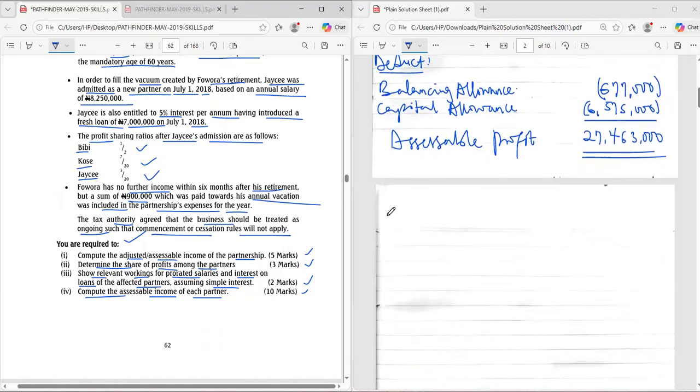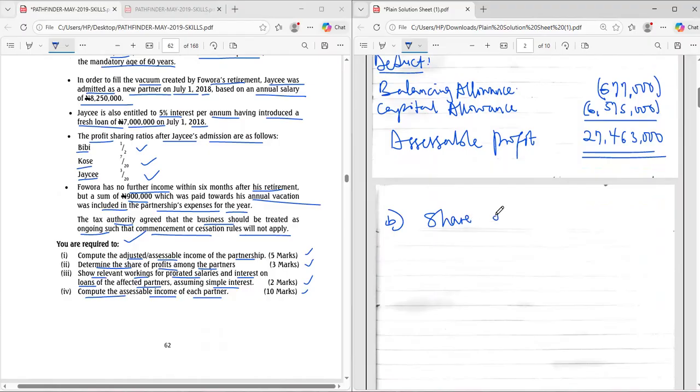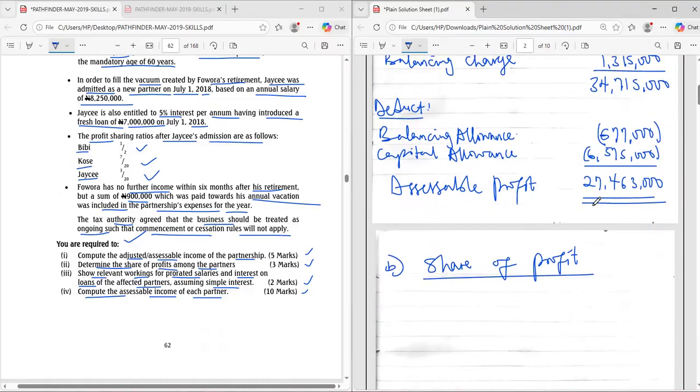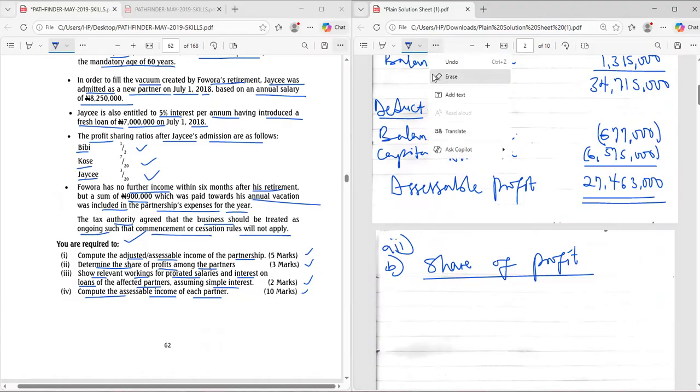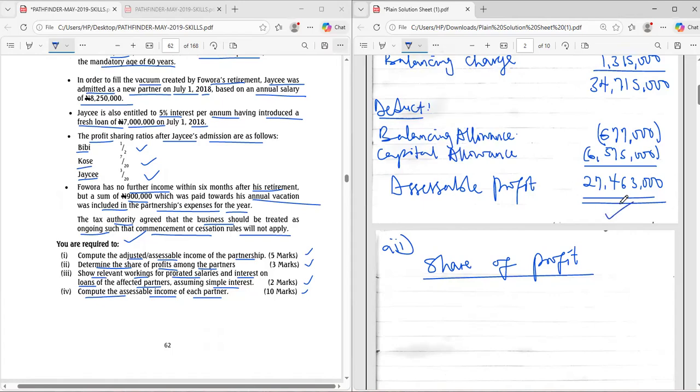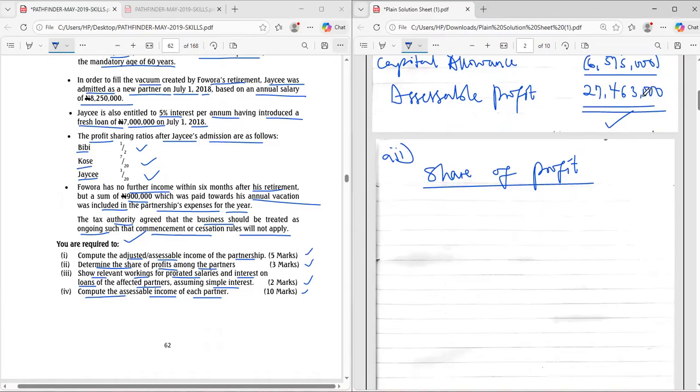So I'm going to say number B, share of profit. The first thing I want you to understand under the share of profit is very simple. I want you to understand the fact that first, they are sharing this money, 27,463,000. So we are sharing 27,463,000. That's the first point I want you to understand. The second point I want you to understand is that there are two partnerships here. The first partnership is between who?